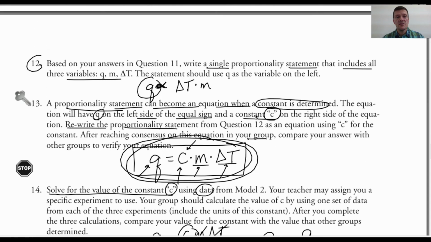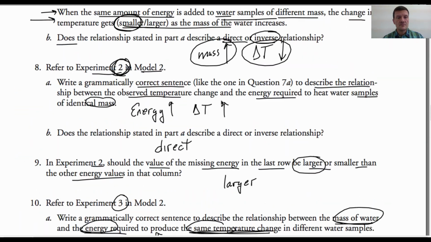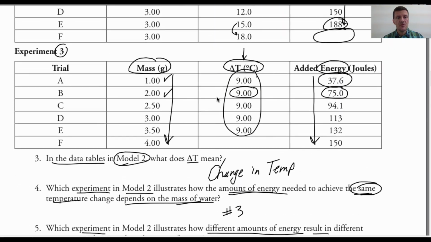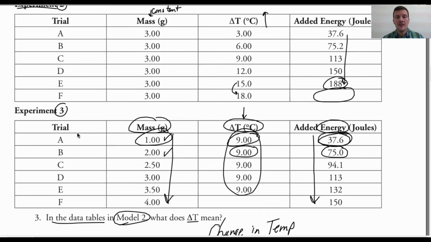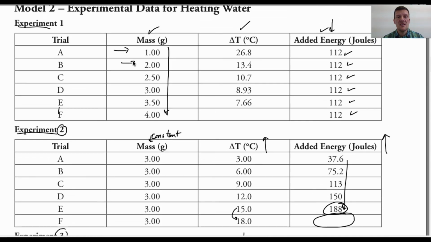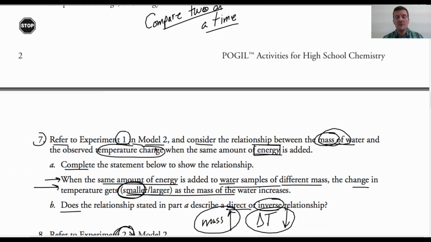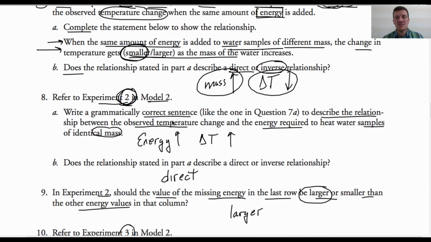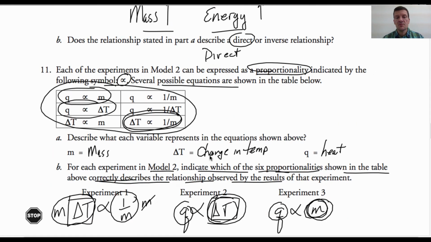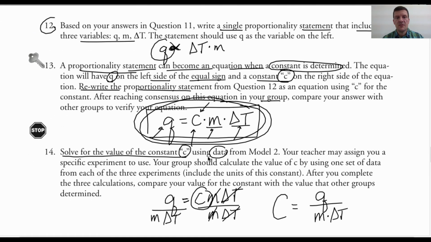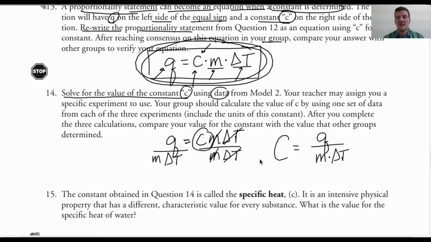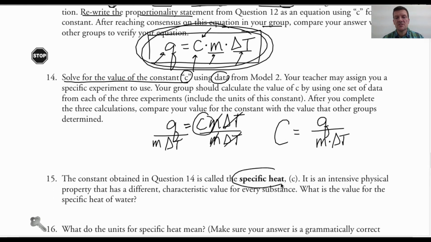Okay, now let's look at the units here. You can plug in values from Model 2. You can plug in a mass, a delta T, and the energy, and find out what the C value is. You can do it for a whole bunch of these, and you're going to figure out that it is a value for that particular substance. That substance has a very unique C constant. So every substance has its own C value. It is called the specific heat.